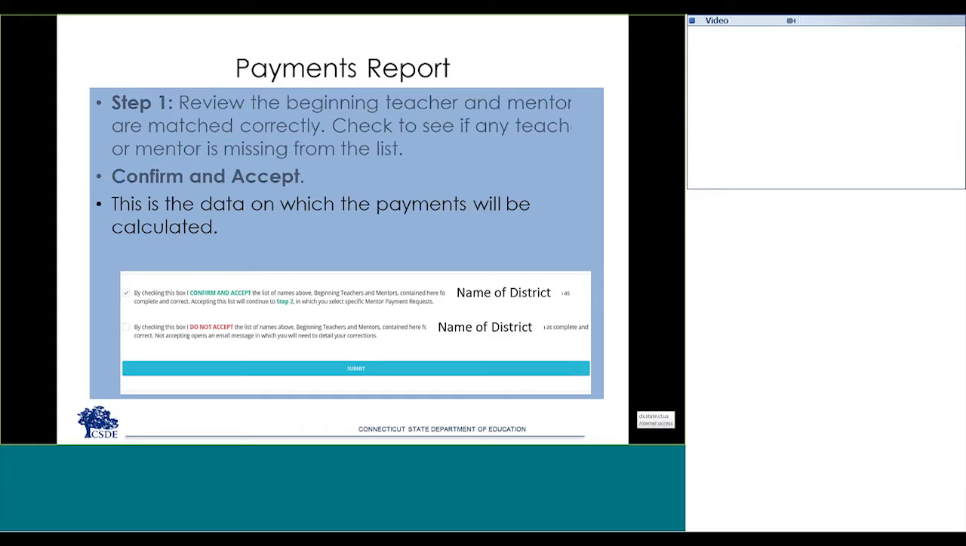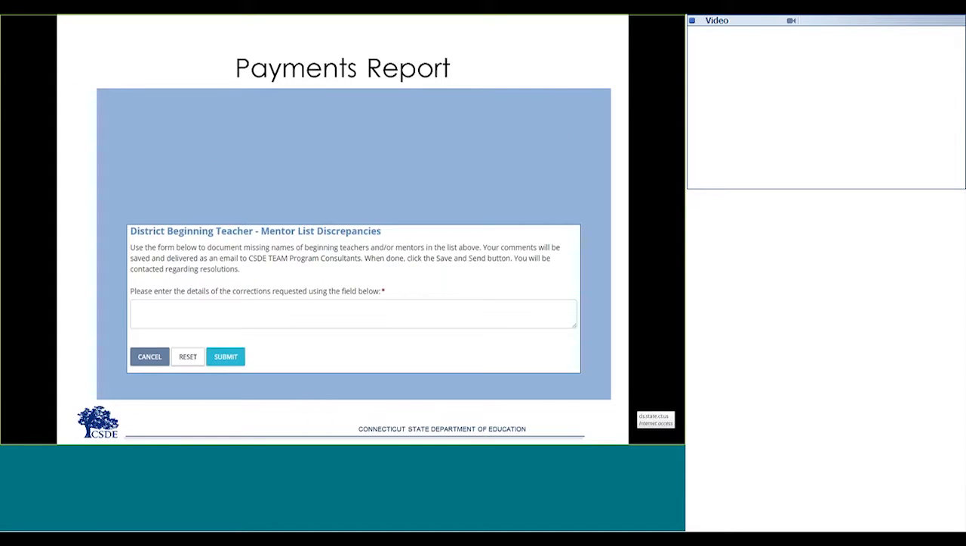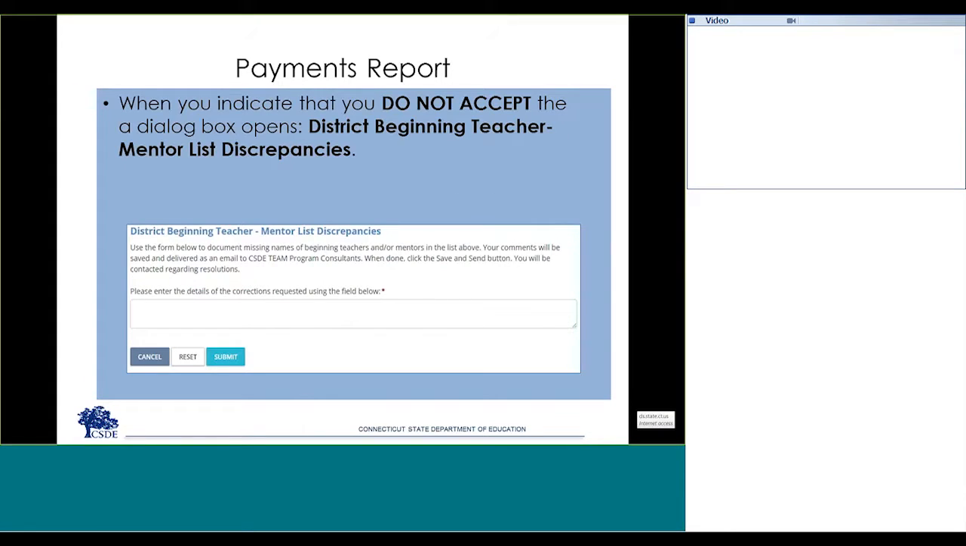Next slide. And you will be given the opportunity to enter the details that you are questioning, whether there's beginning teachers missing or mentors missing or whatever it is. When you submit this form, this will go as an email to the State Department of Education, and one of the staff, most likely Gotti, will respond to you. At that point, just wait for a response to see how this is resolved.